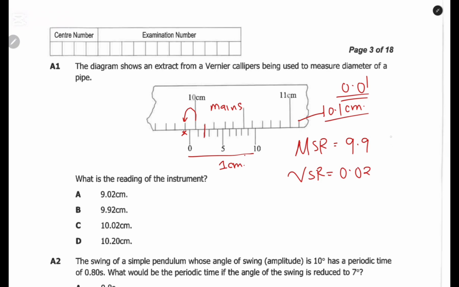Then you add 9.9 plus 0.02. You are going to have 9.92, and therefore the answer is B. I guess here you've gotten something. And of course there are more recordings. I think there is a recording on just how to get the readings on the vernier calipers. You might want to go through that. Otherwise, that is how you find the reading.